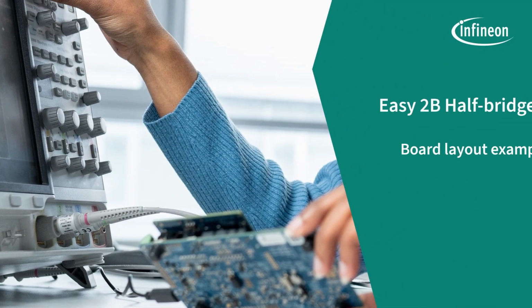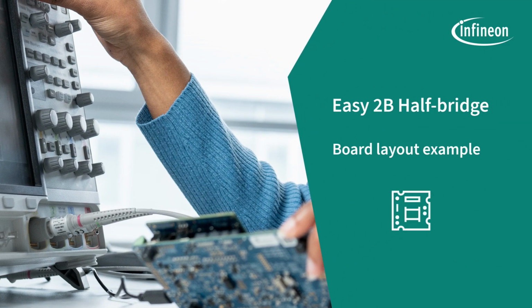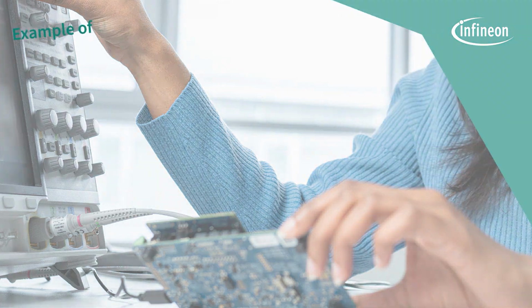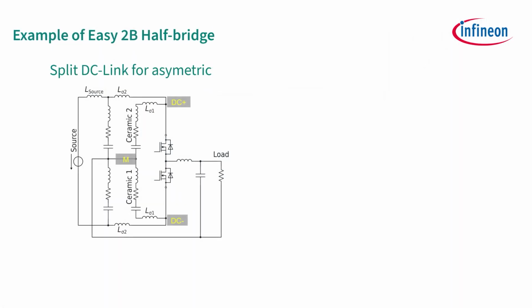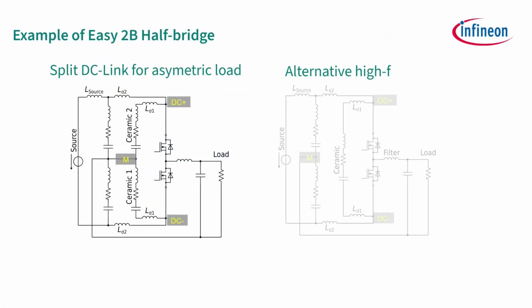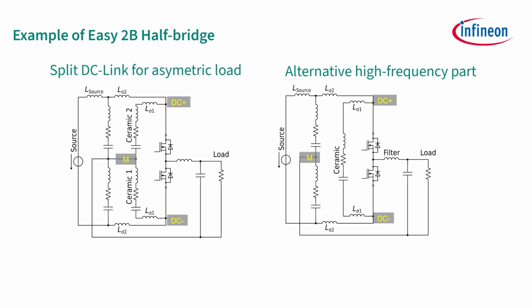Finally, one last example. Check out the good practices with the EZ2B half bridge. In the first design for a B6 inverter with unbalanced load capability, the ceramic capacitors were also designed as a split DC link circuit. This has the disadvantage of a higher leakage inductance L sigma 1, since 4 connection points to the PCB are necessary.